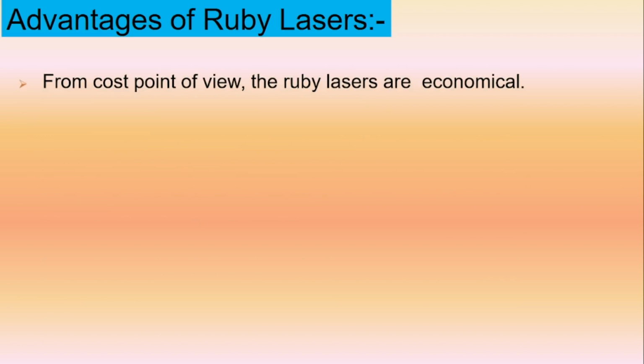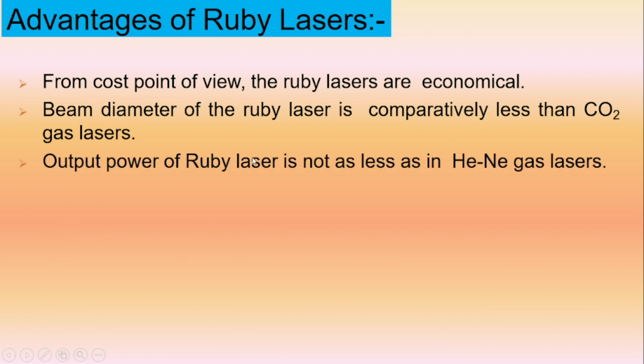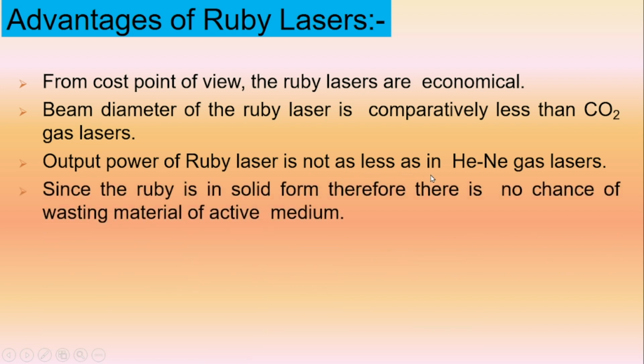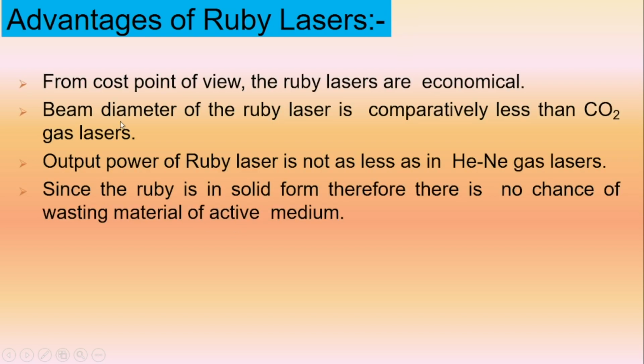Now, let us see the advantages of ruby lasers. From a cost point of view, ruby lasers are economical, that means cheaper. The beam diameter of the ruby laser is comparatively less than that of the carbon dioxide laser, and the output power of the ruby laser is not less as in helium neon gas lasers. Since the ruby is in solid form, there is no chance of wasting the material of the active medium. These are some advantages of ruby lasers.